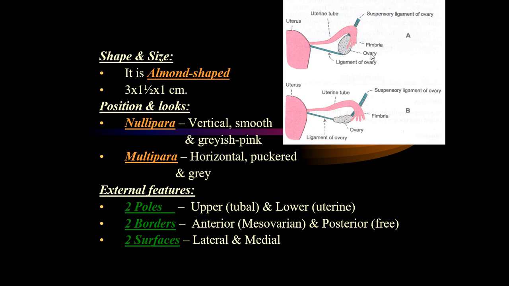Then two surfaces. Which are the two surfaces? One is the lateral surface, which is away from the uterus, and the other, which is facing the uterus, is called the medial surface. And there are two borders: the anterior border and the posterior border. The anterior border, which will be anteriorly placed, has a mesentery-like structure, a covering of peritoneum, by which it will be hanging, that is called the meso-ovarium.